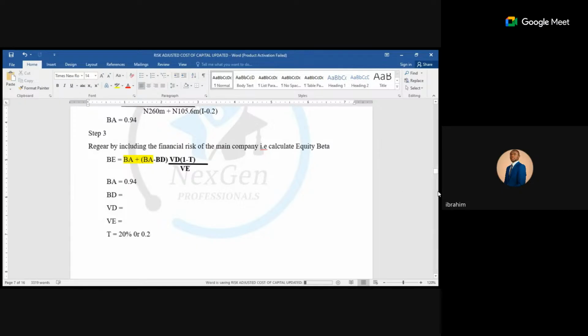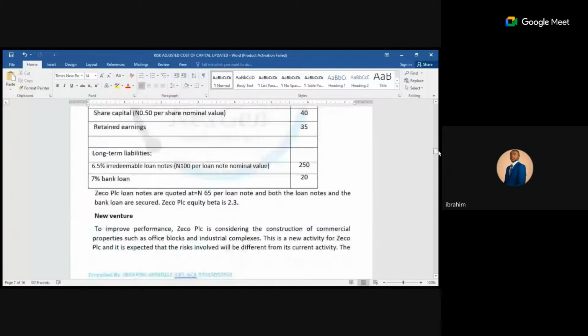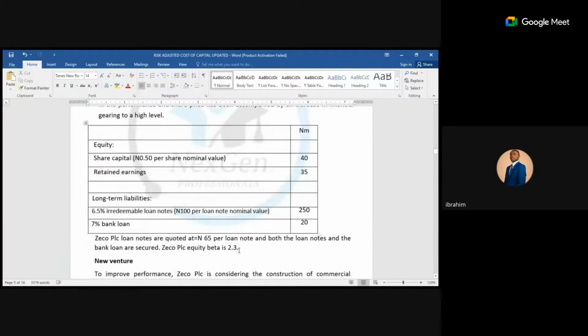Now, let's quickly check the main company, if we have beta debts. Now, can you see this is the information for the main company? Do you see any beta debt here? No. So beta debt will be equal to what? 0. There is no beta debt.